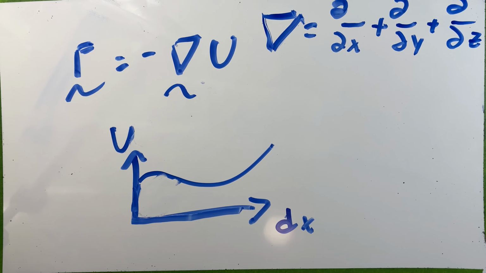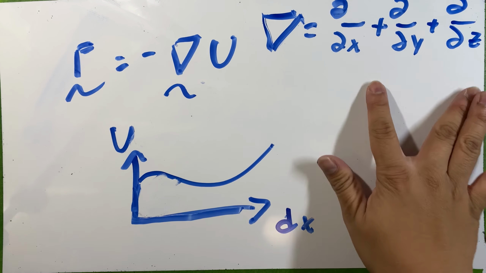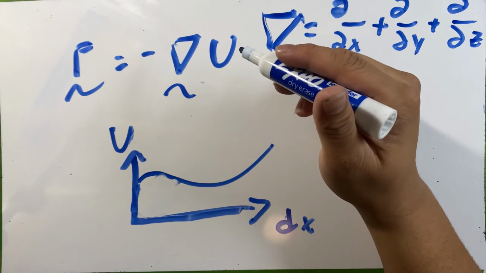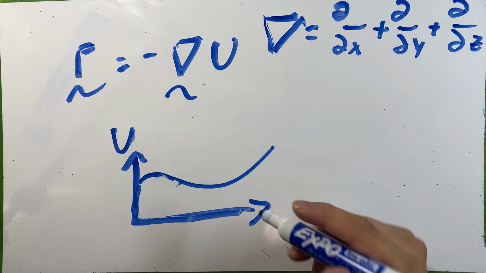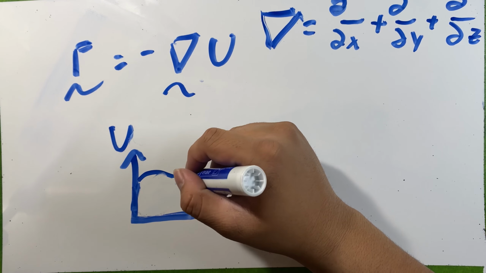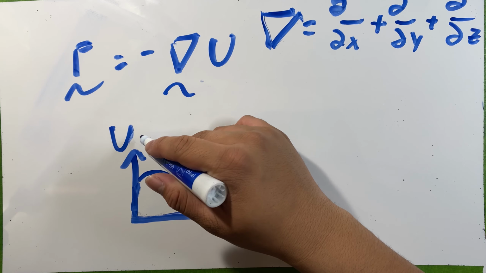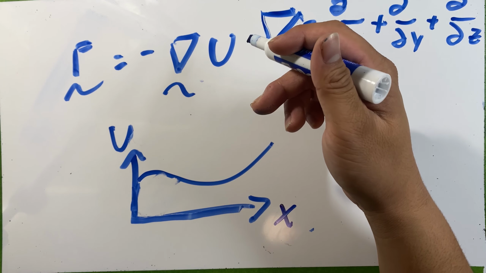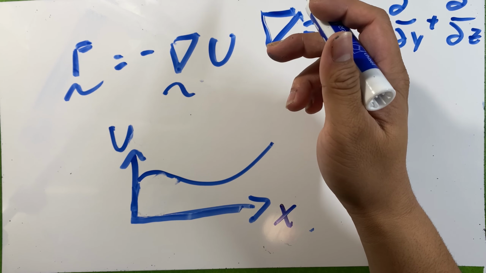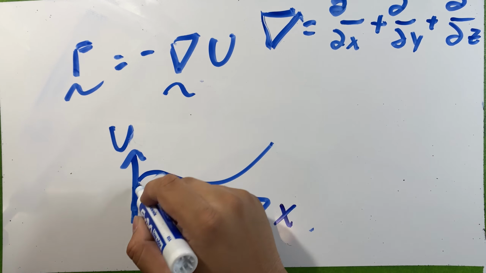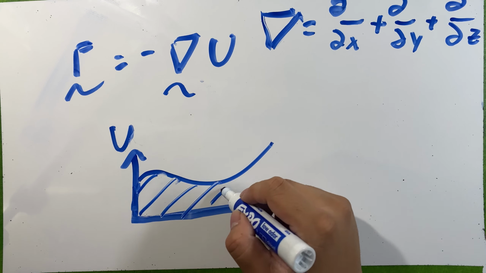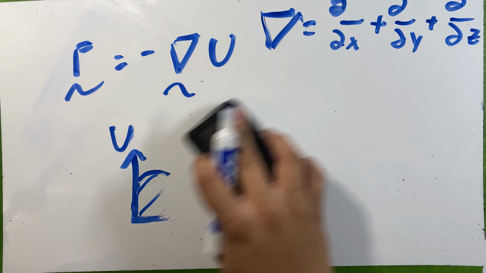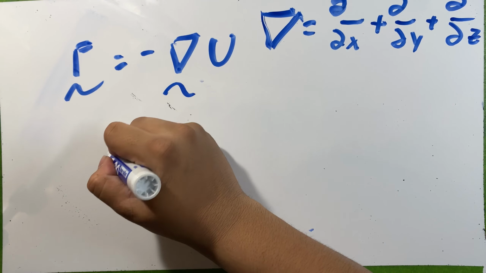This is vector calculus stuff. Some of you haven't taken it, but it's okay. You can just look at it in one direction, and it's just going to be a regular derivative. So here's U and here's x. What this is saying is that it's not the area, because it's going to be the derivative.